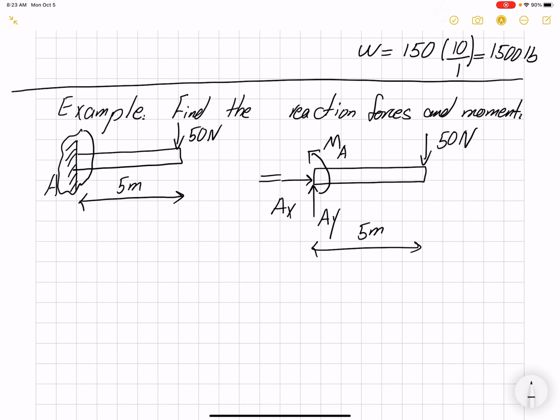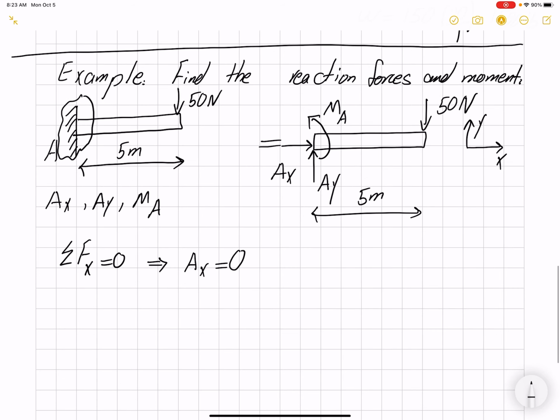Now we have 3 unknowns, AX, AY, and MA. They are the loading at point A. And I can write 3 equations to solve for these unknowns. Summation of forces in X equals 0. And let me draw my coordinate: this is X and this is Y. The only force that I have is AX, so that means AX is 0. Summation of forces in Y equals 0. I have AY and I have negative 50. Therefore, AY would be 50 Newtons.